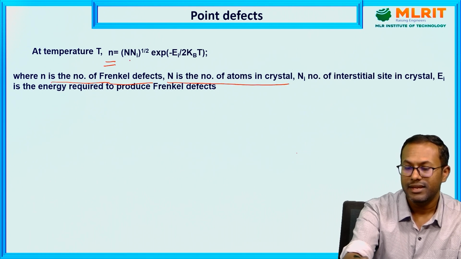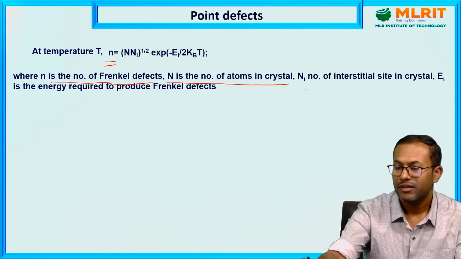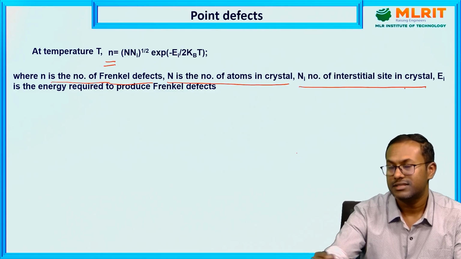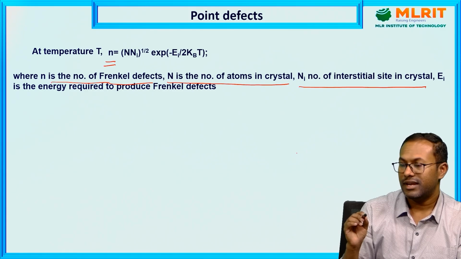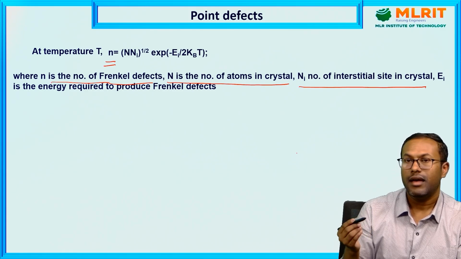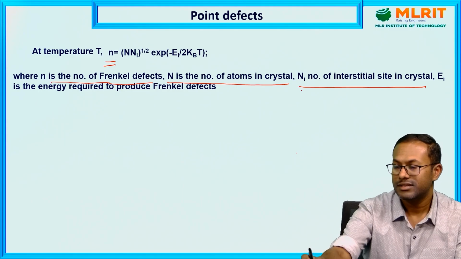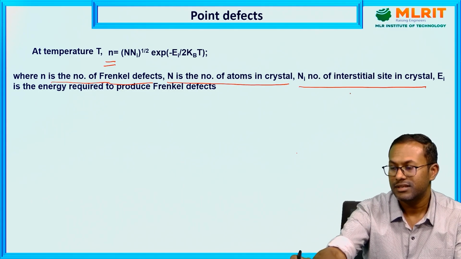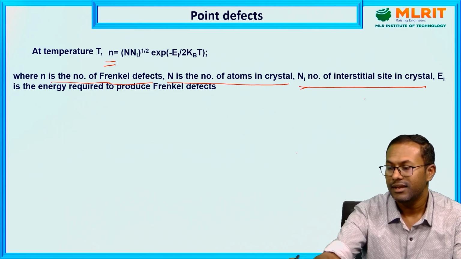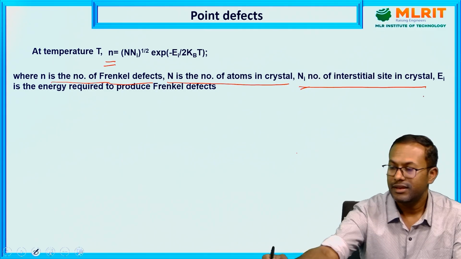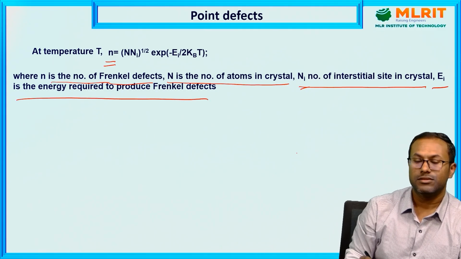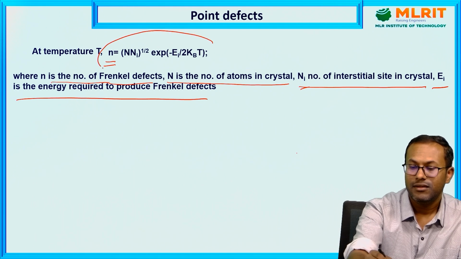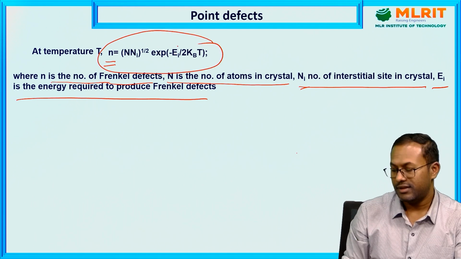Now Ni is the number of interstitial sites in the crystal. How many positions or interstitial sites are occupied by the atoms or ions? How many are seated in the interstitial position, that is denoted by Ni, and Ei is the energy required to produce this defect. So this is the mathematical expression for this Frenkel defect.